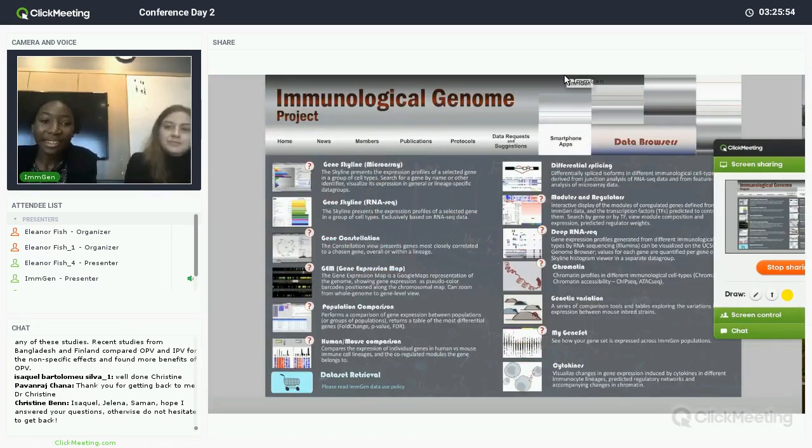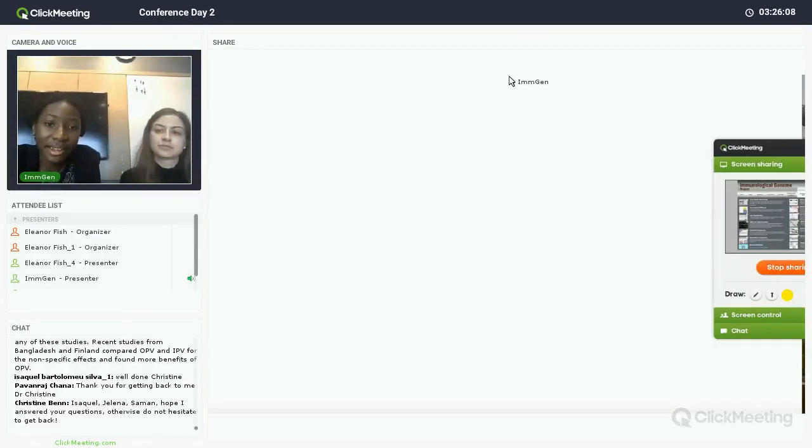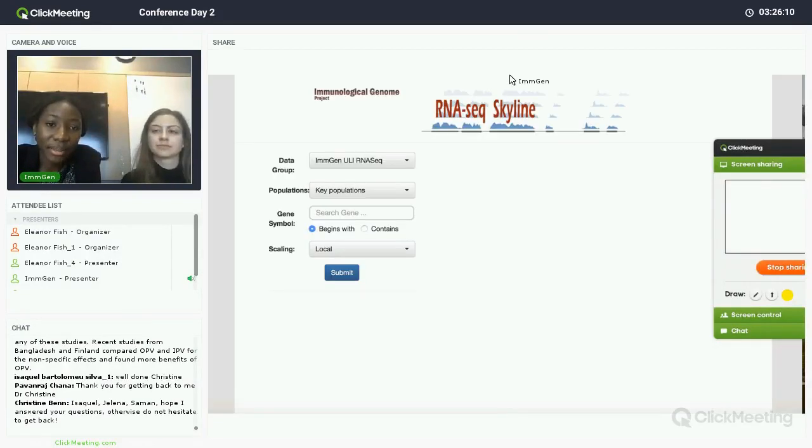Okay, so this is the ImGen website. It's just imgen.org, and we are going to demonstrate a few of the applications that we have, as Alison mentioned. So let's go to the gene skyline. This was generated by both RNA-seq data and microarray data. So this is the RNA-seq skyline.